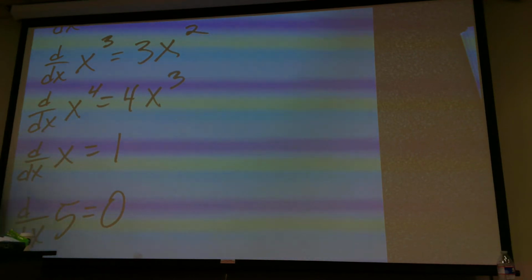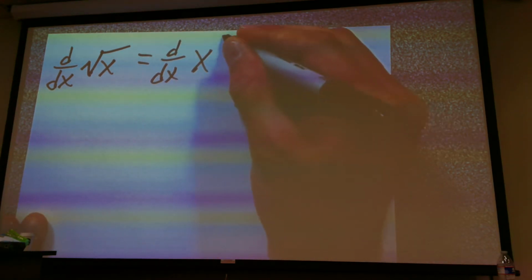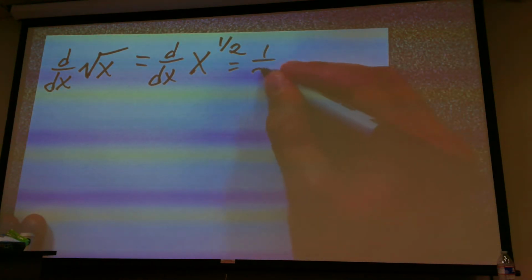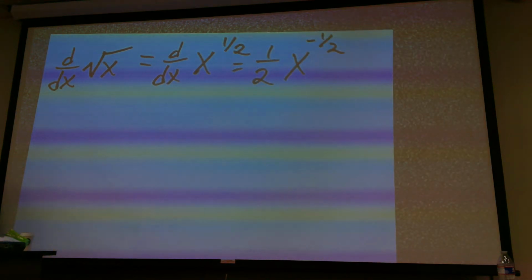Okay? So let's say I wanted to take the derivative with respect to x of something like the square root of x. If you want to think of this in another way, what is this really? This is really x to the 1/2. Okay? So what is that going to do? That's going to spit out a 1/2. And if we say 1/2 minus 1, that's going to be negative 1/2.